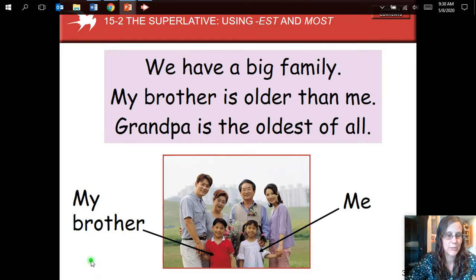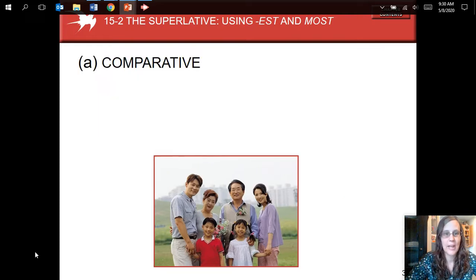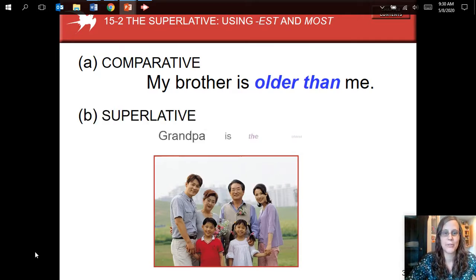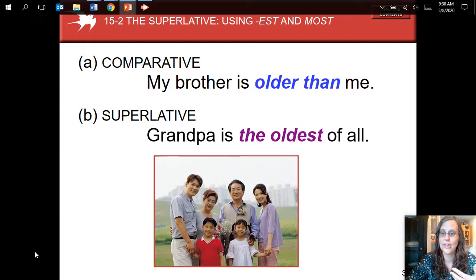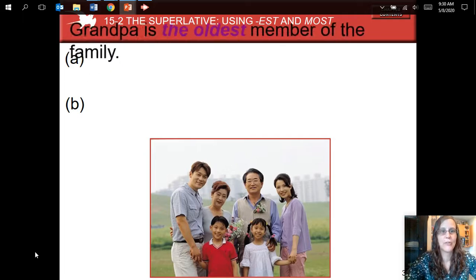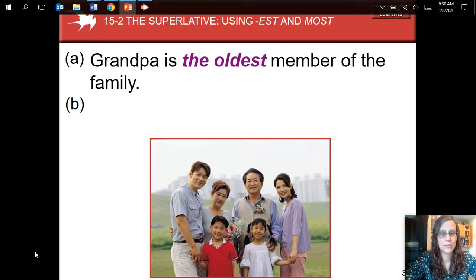So we're going to continue this practice and reviewing the comparative. My brother is older than me. Superlative would say Grandpa is the oldest of all. So that's what we did before. Now we're looking at another form for the superlative. For example, Grandpa is the oldest member of the family.